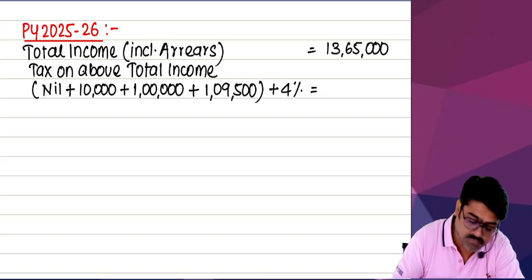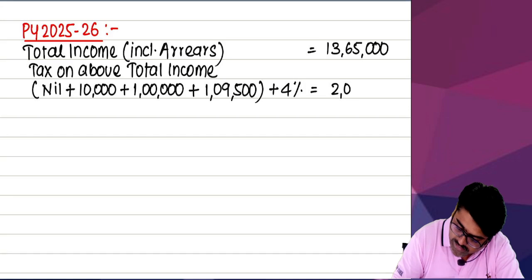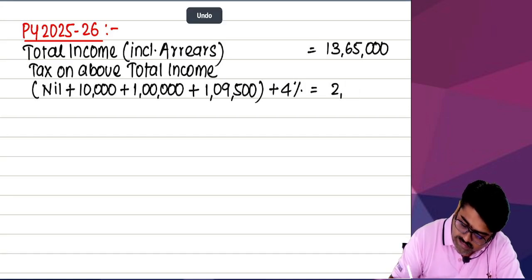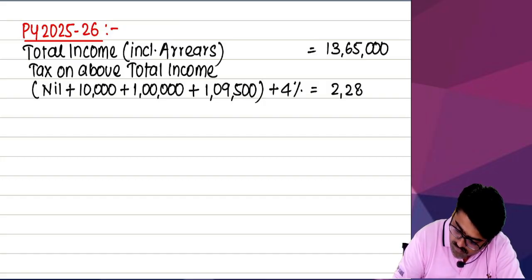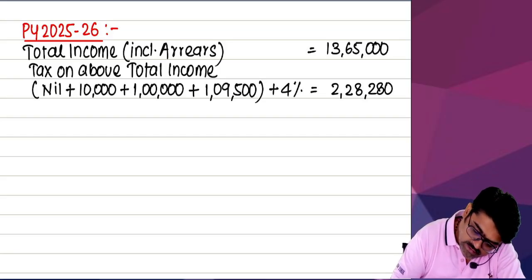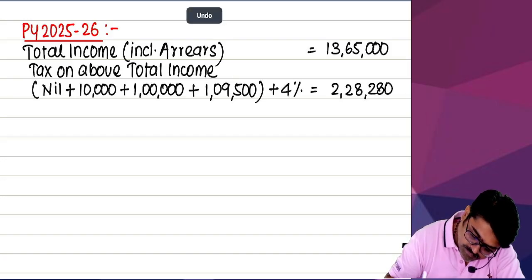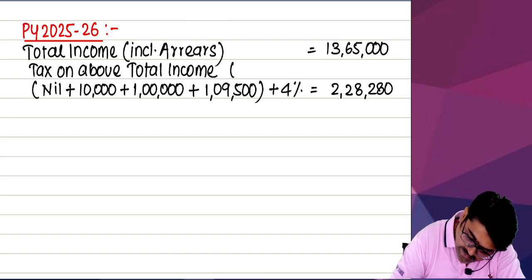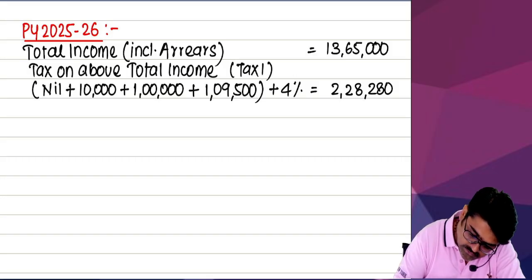Total 2 lakh 28,000 and 280. So can I say that this is my tax 1? This is my tax 1. Okay, sir?